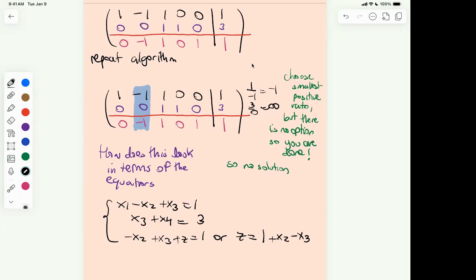where is the only equation where x2 appears? It appears in the first one, right? So a more convenient way to look at this equation is x1 plus x3 equals 1 plus x2, right? So basically what's going on here is that you're trying to determine how big you can increase x2, right?